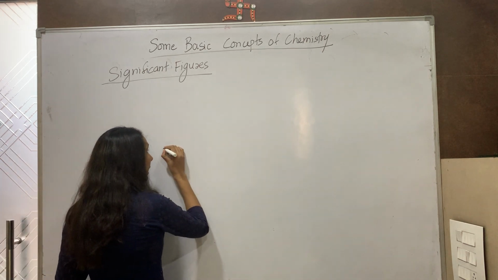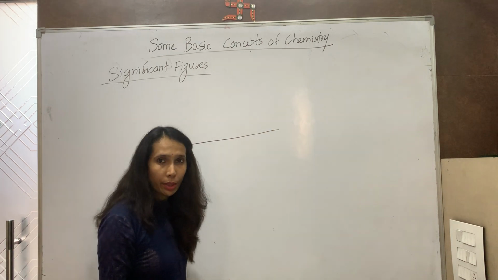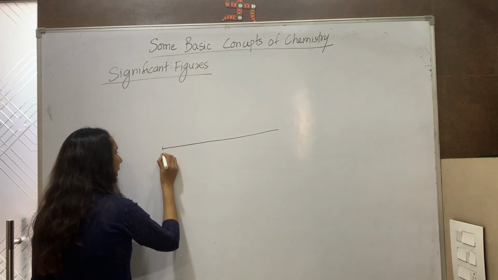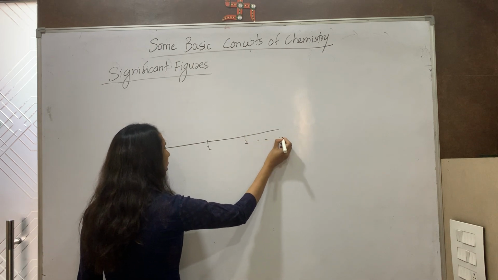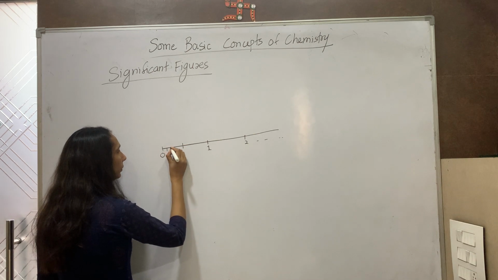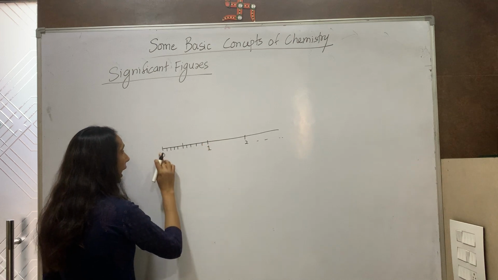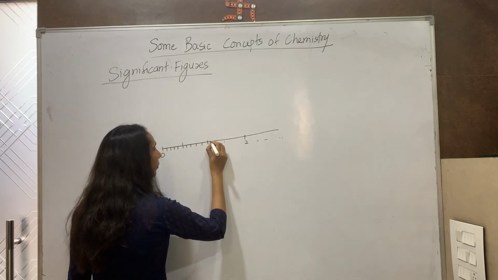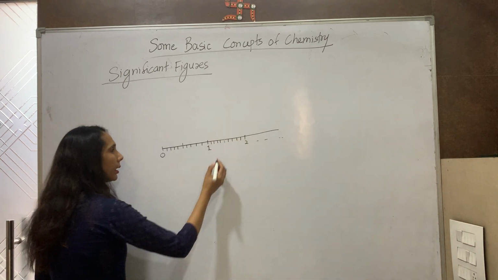I am making this scale. The normal scale that we use, I am drawing its magnified view. This is 0 in the scale, this is 1 centimeter, this is 2 and so on. Now 0 and 1 is divided into 10 parts. That means one part corresponds to 0.1. This is it.